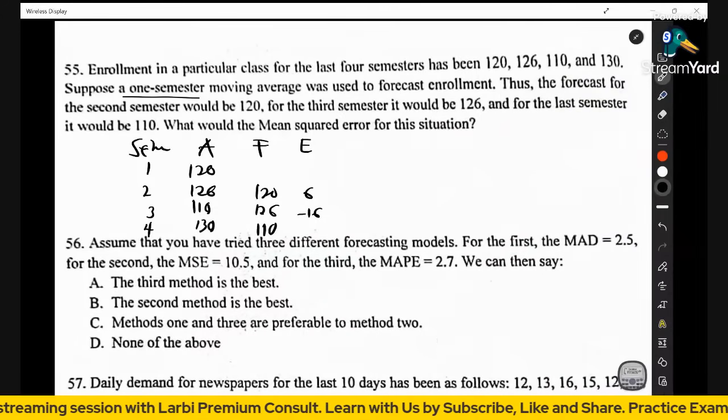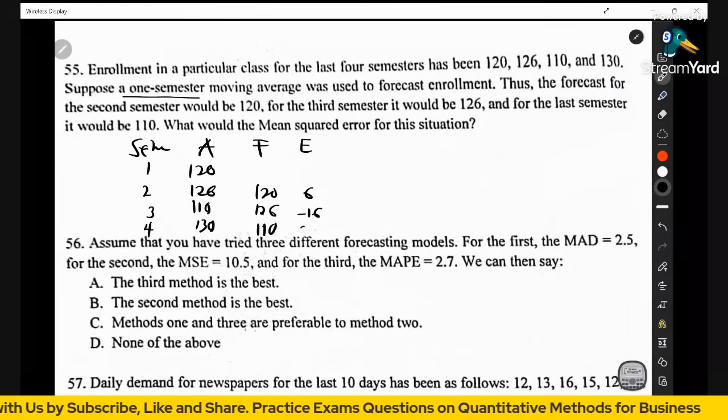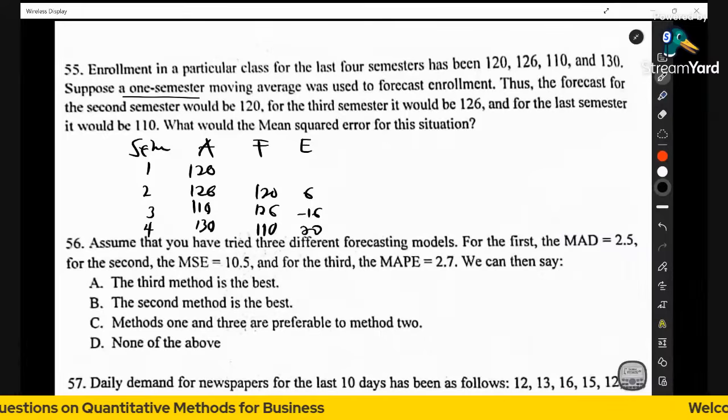And then we also have the forecast to be 110, and the actual to be 130. So the difference will result to what? 20. I hope I'm right. All right, so once you're able to get this, then we'll find the absolute.